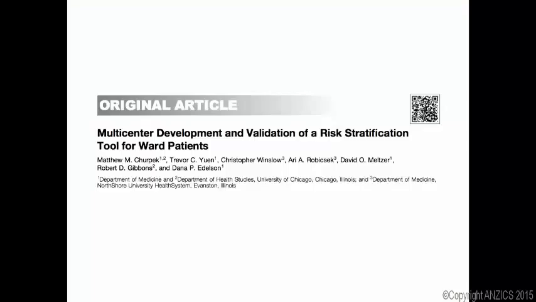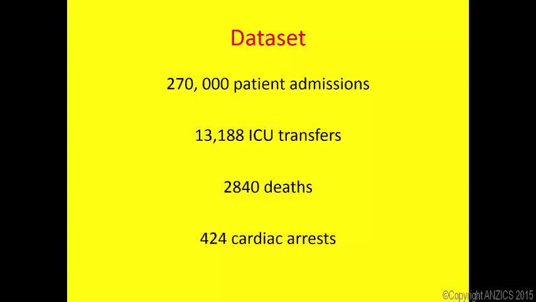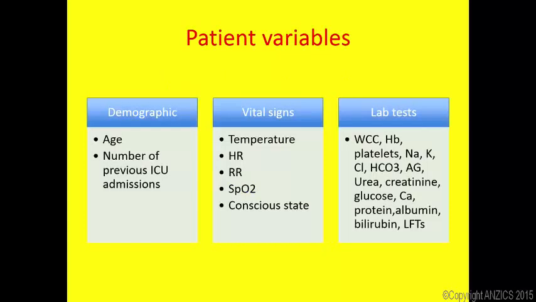This paper was the one I mentioned before, 270,000 patient admissions. These people developed a prediction tool for the deteriorating patient, and they called it the ECART score. That was their data set, 270,000 patient admissions. And they included demographic variables, vital signs, and a whole lot of lab tests.